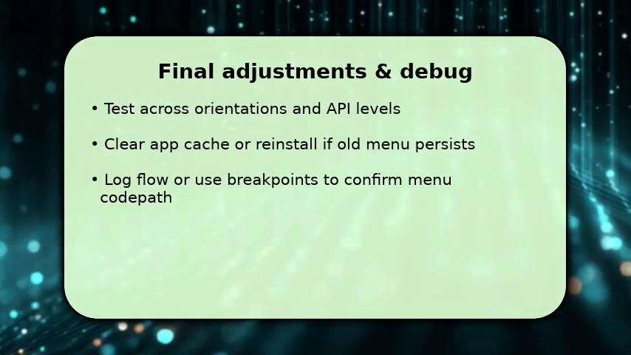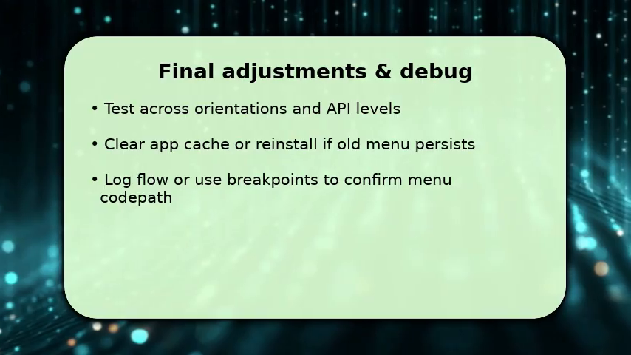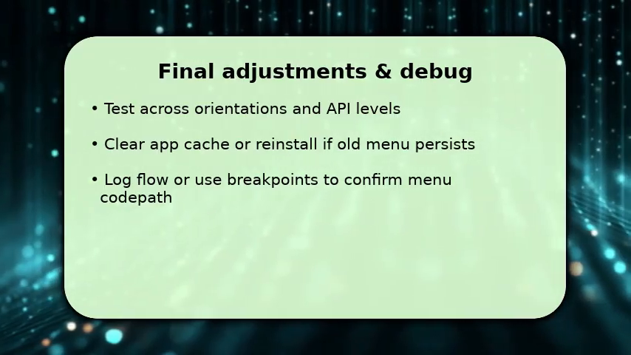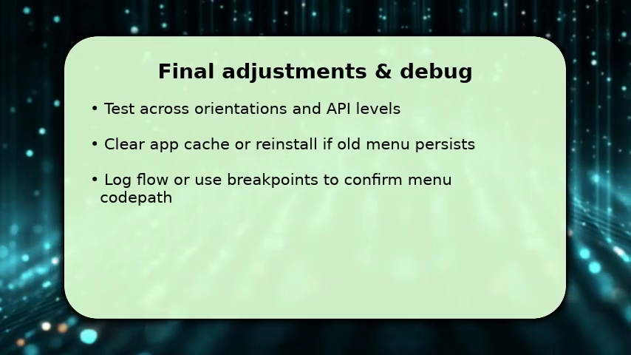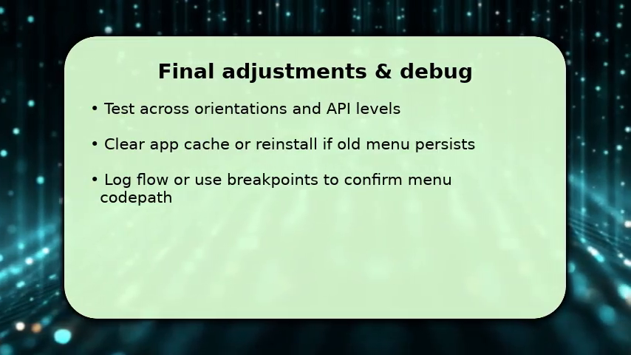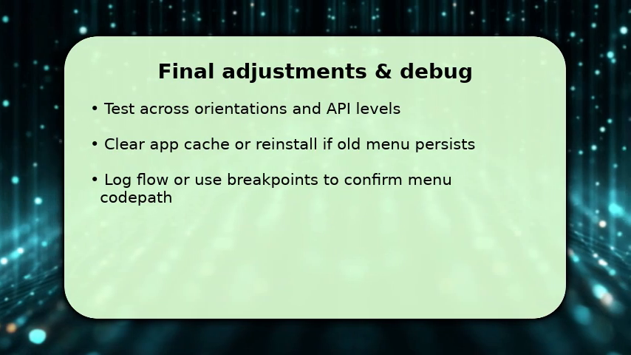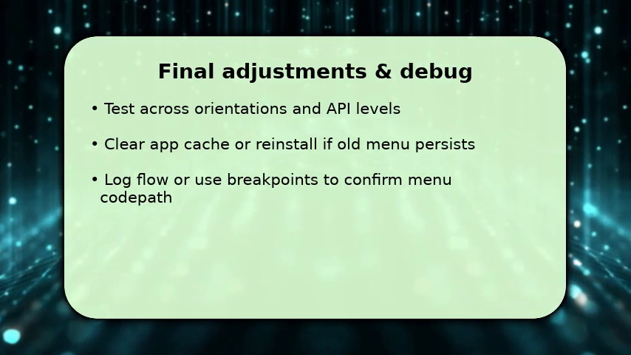If problems persist, add logs or breakpoints in onCreateOptionsMenu and toolbar inflation points to trace execution. Once confirmed, commit the changes and document why the menu was removed for future maintainers.